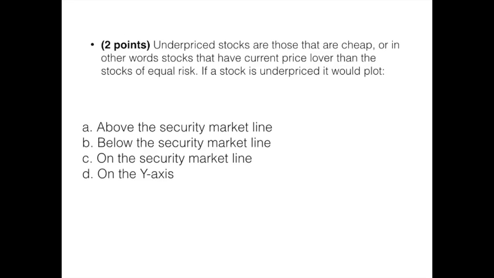Underpriced stocks are those that are cheap. Cheap stocks have high expected returns. High expected returns means above the security market line. Therefore, the correct answer is A.